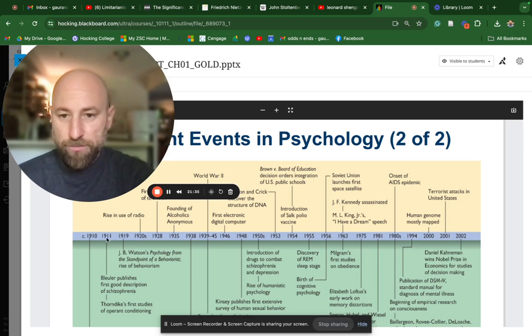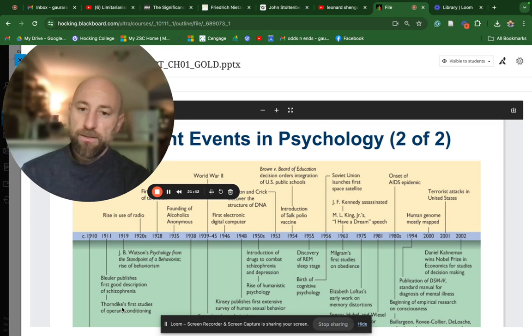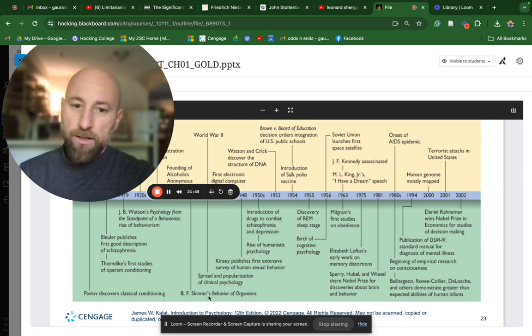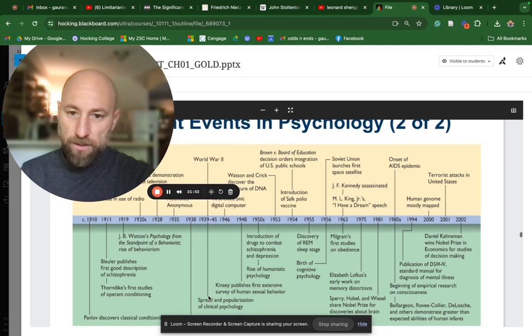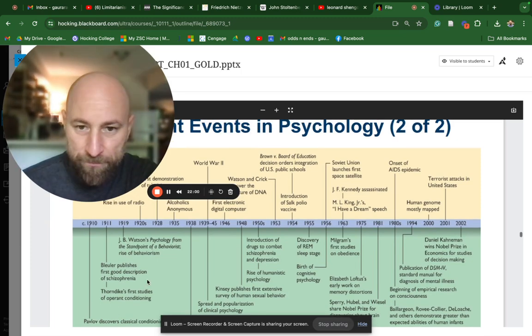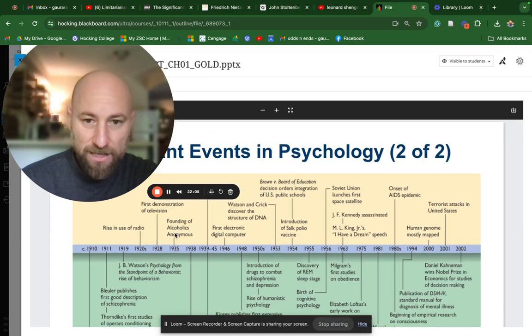1911, you have the first description of schizophrenia, but also in 1911, you have Thorndike's first studies on operant conditioning. These would eventually turn, by 1938, into B.F. Skinner's theory of behaviorism, or the behavior of organisms. Skinner was building on the work of Pavlov, who was doing classical conditioning in 1910, and Thorndike, 1911. Founding of Alcoholics Anonymous in 1935.